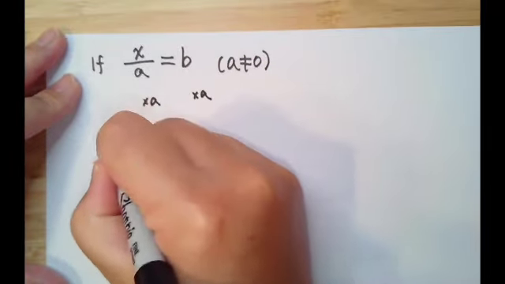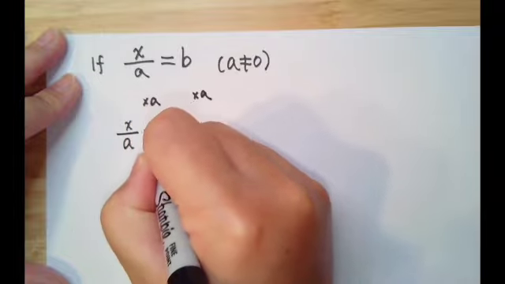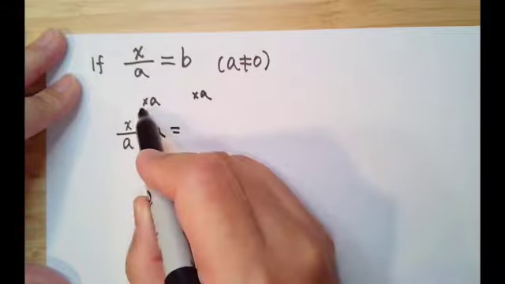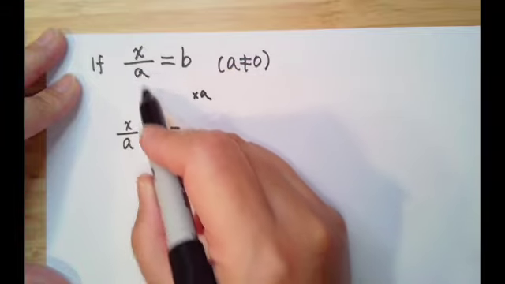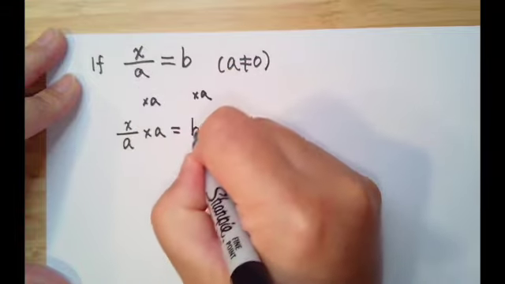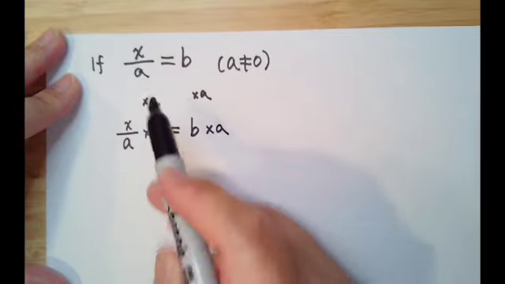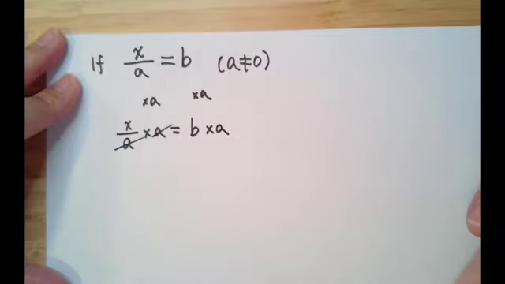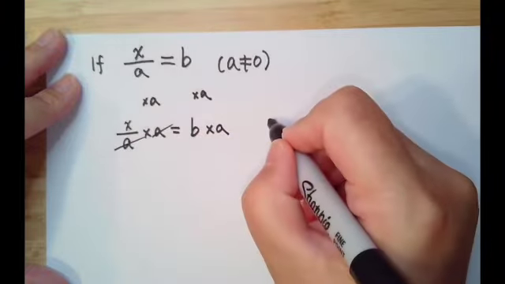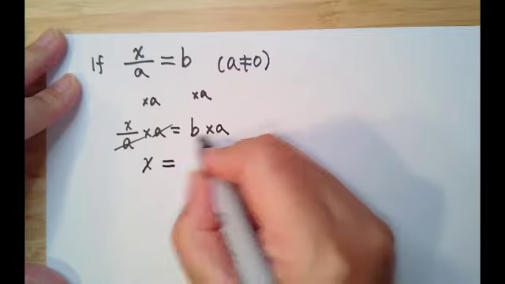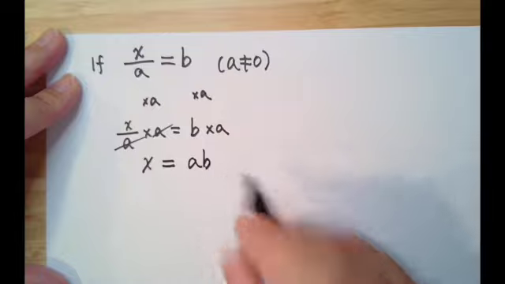So you have x over a times a. Do you see that's the inverse operation? And the right side is b times a. Now x over a times a, we know that we can cancel this out, right? A is not 0. So what do we have? We have x equals, and the right side is just ab. Okay.